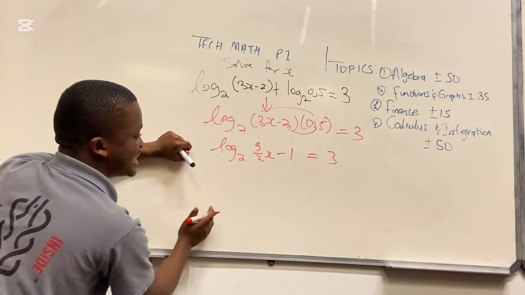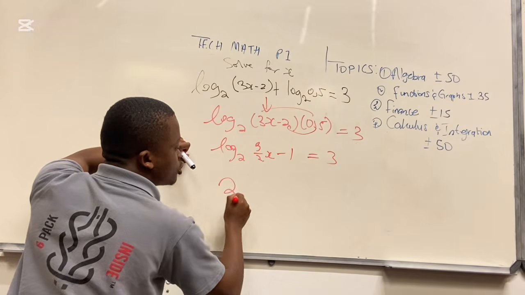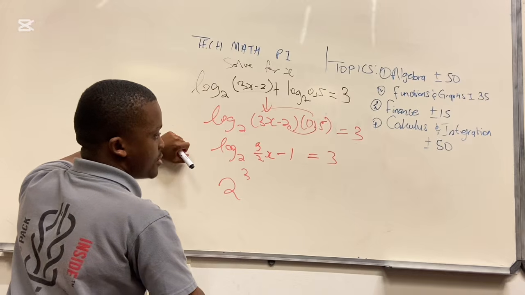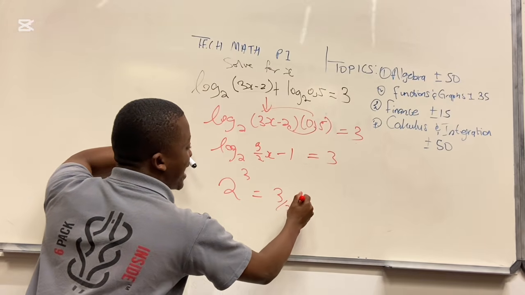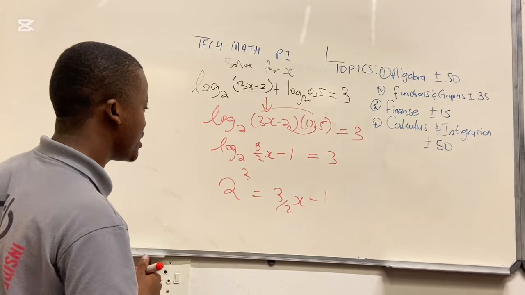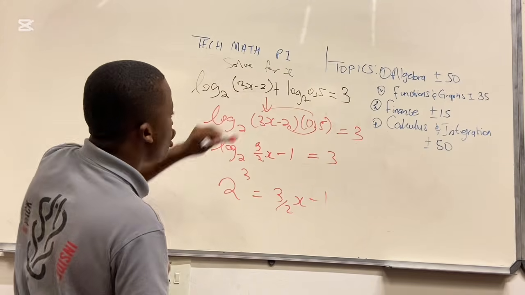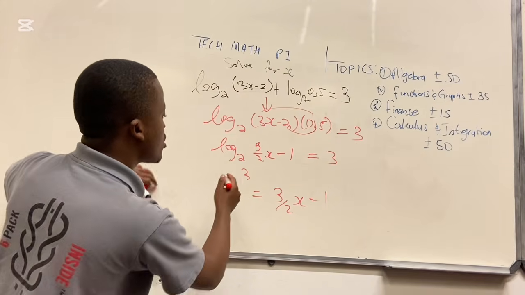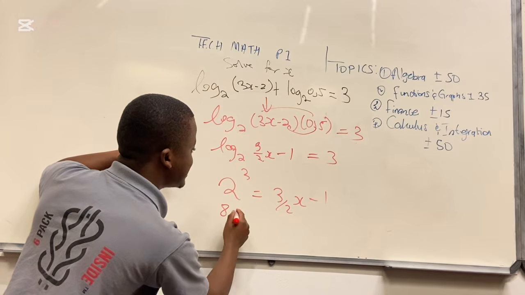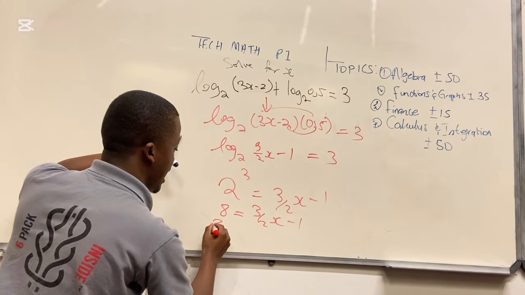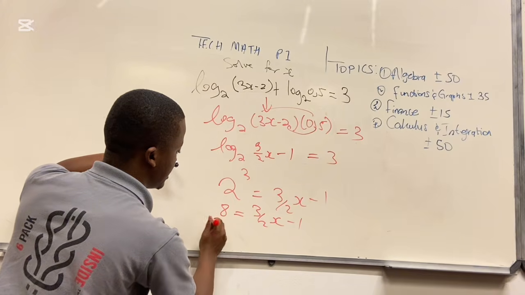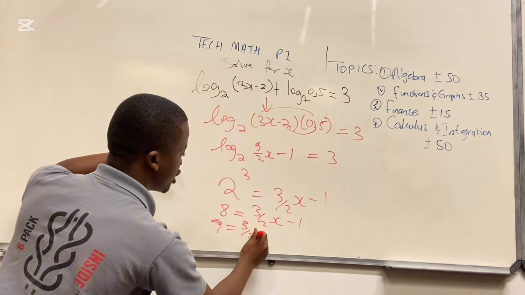We know that the reverse of this is 2 to the power of 3 is equal to 3 over 2x minus 1. I want you to follow me. We are asked to solve for x. 2 to the power of 3 is 8. This is 3 over 2x minus 1. You transpose there, and this will be 9 is equal to 3 over 2x.